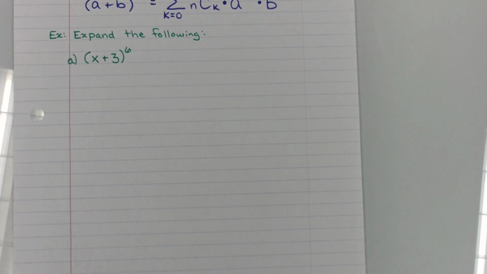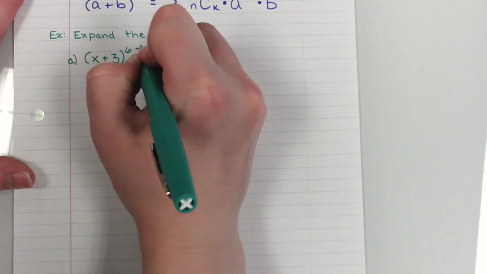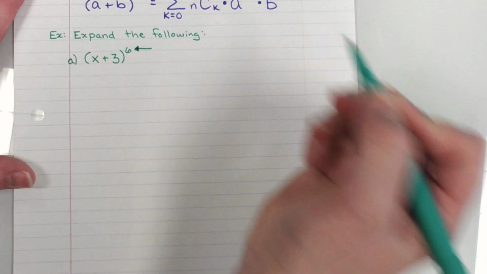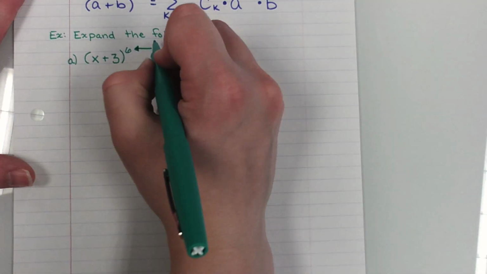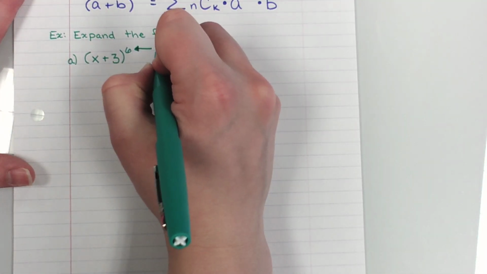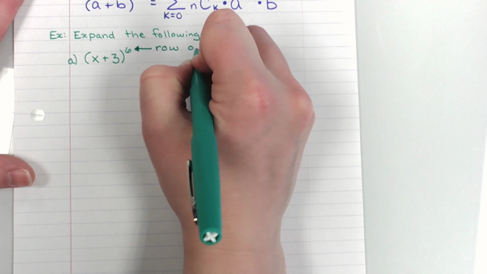So, when it comes to doing this, the first thing you're going to look at is that exponent. That is going to tell you which row of Pascal's triangle to look at.